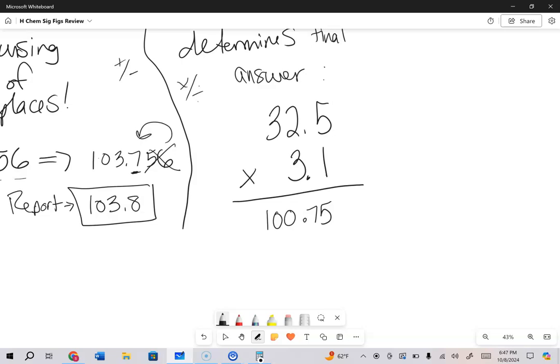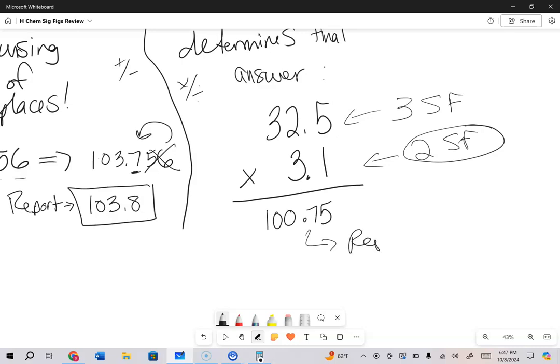Now, when I'm looking to report my final answer, again, I'm going to look at the number of sig figs each number has. In multiplication and division, we look at sig figs. So my first number had 3, my second number has 2. My final answer then should end up with 2. This number has 5 the way that I just calculated it. I need to report 2 sig figs.